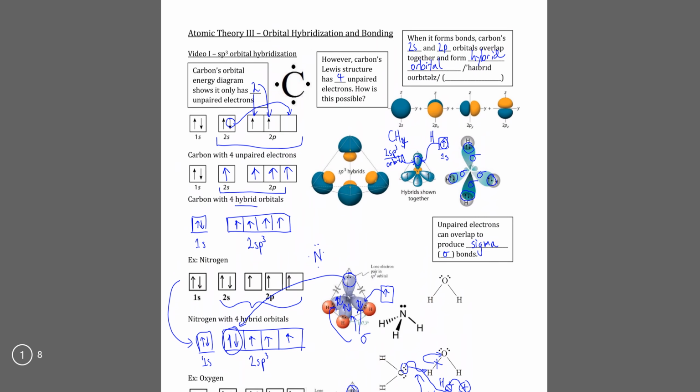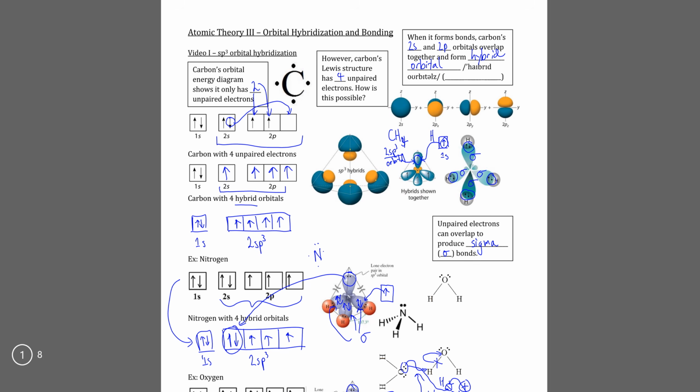In the next video, we're going to look at how we can get different types of bonding other than sigma bonds. This will explain, using the quantum model, how double bonds and triple bonds form.